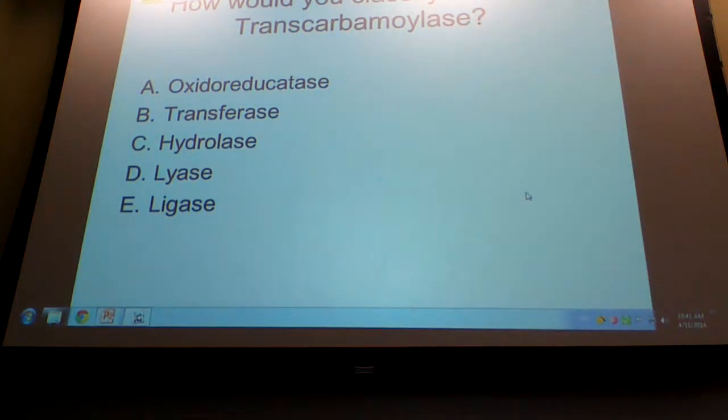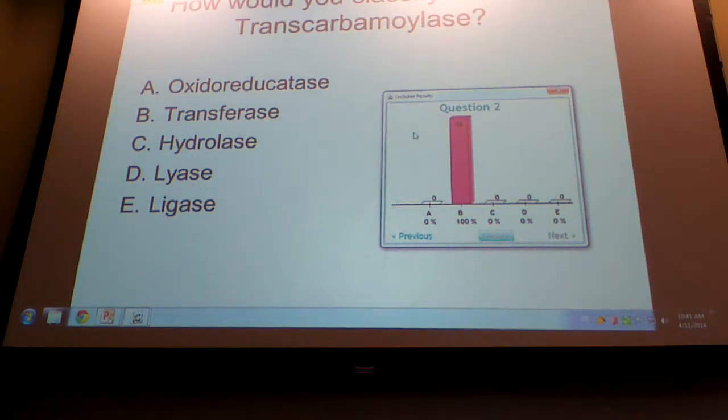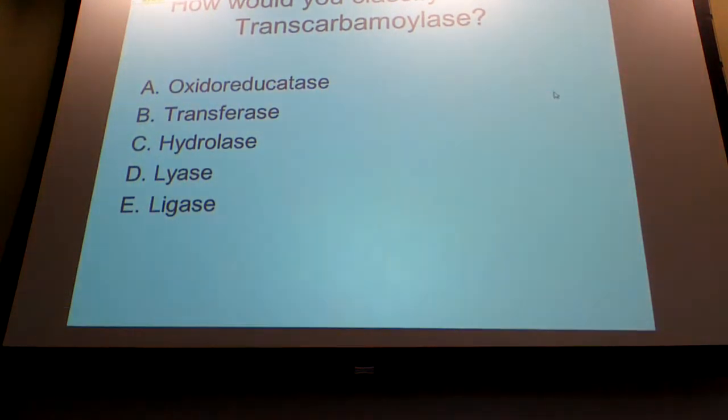How would you classify ornithine transcarbamylase? Yep, that's right. It transfers a carbamyl group. Transferase.